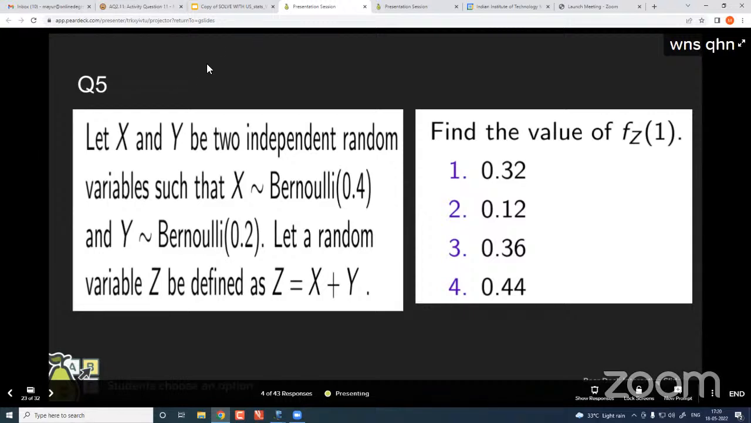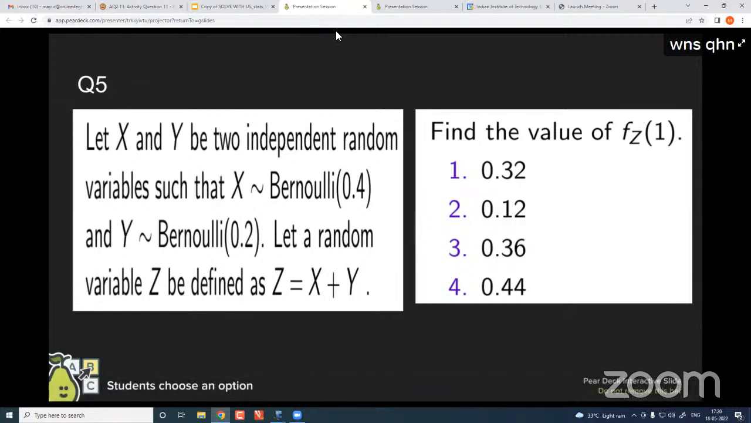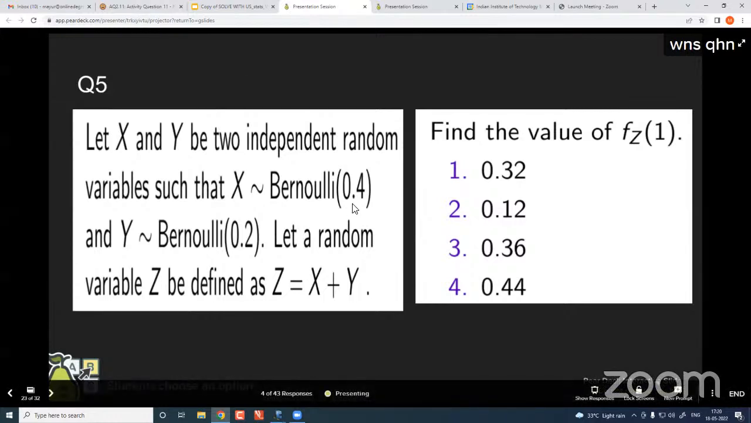Already 4 people have answered. So just Bernoulli, what is the probability that we'll use? For 0, it would be 0.4, and for 1, it would be 0.6. No. For Bernoulli, this is the probability of success, right? So success is when? 1 for 1, right?